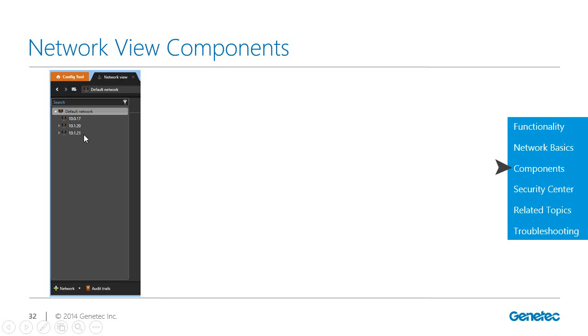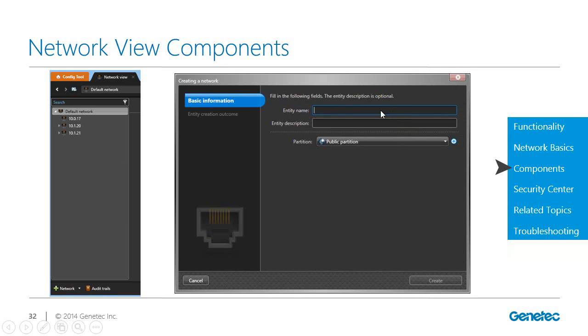When you add a new server, if there is no appropriate network defined, it will create a new one. If you want to add one yourself, just hit the Create button at the bottom of the network view tree here. It will prompt you for the name of the network, the description, and of course it'll ask you for the partition to put the entity in.